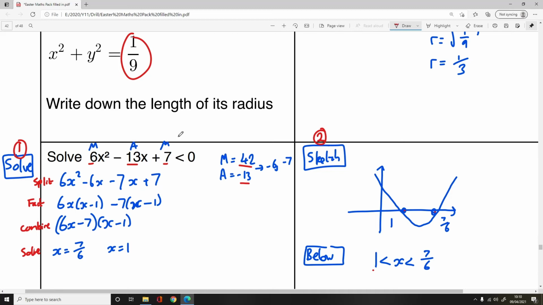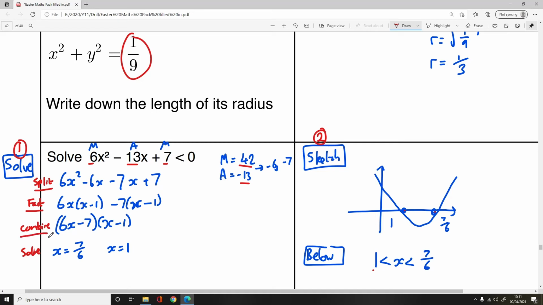So multiply, add, multiply. This gives me the numbers minus 6 and minus 7 because they multiply to 42 and they add to minus 13. And what we do with that is we split the middle up. We split minus 13 into minus 6 and minus 7. We then factorise each half.